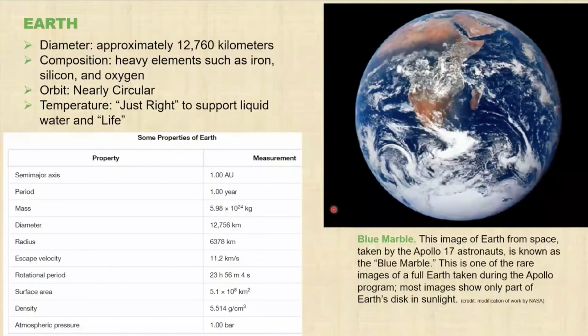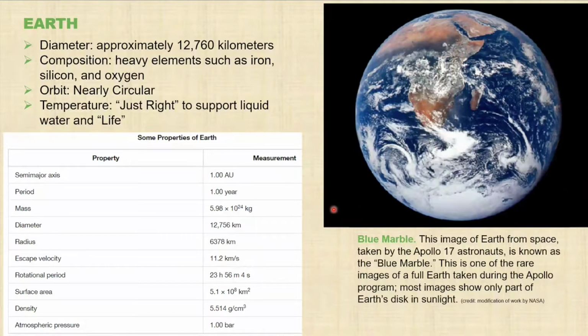This is our planet Earth. This photo was taken, I think it's the first image ever taken of the Earth from outside, from space, that showed Earth as a spherical round ball, and it's called Blue Marble. It was named Blue Marble. It was taken by Apollo 7 astronauts. Its approximate diameter is 12,760 kilometers.